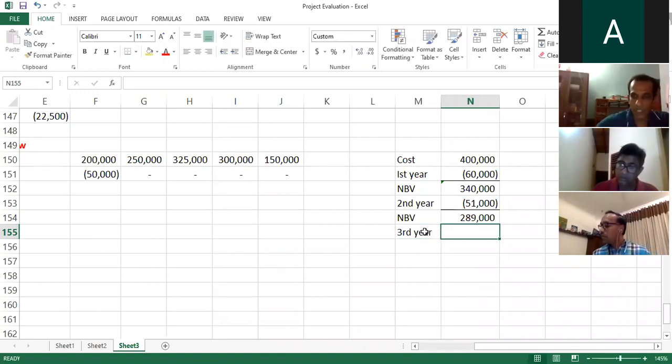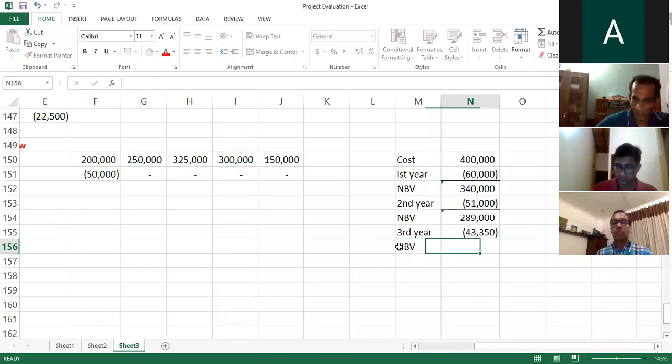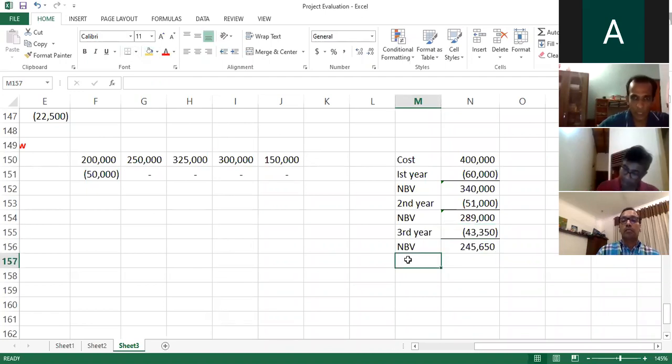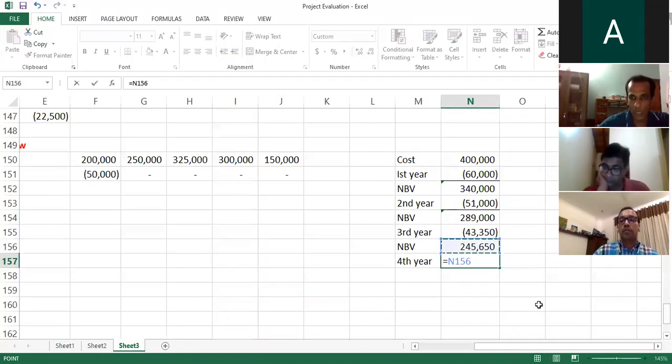Then the third year depreciation will be 15%, 43,350. That is 15% on 289,000. Then you can calculate the net book value at the end of the third year. That is 245,650. Then for the fourth year, you can calculate depreciation. That is 15% of 245,650.